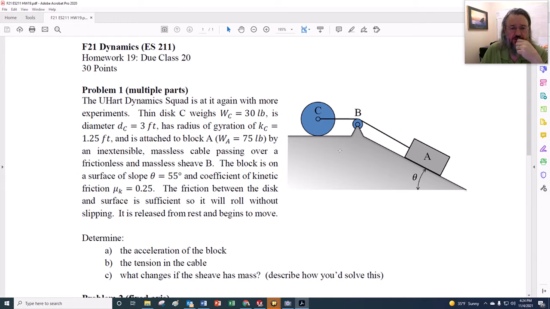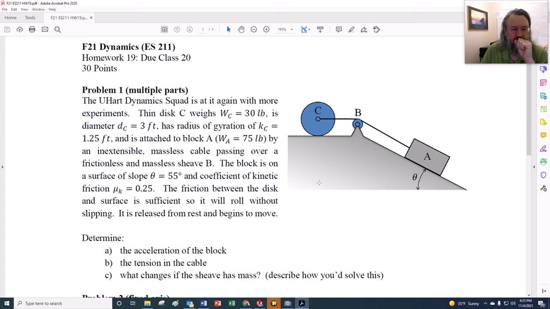And it's attached to this block that's 75 pounds. And this cable is inextensible, can't stretch, massless somehow, so we don't have to worry about the mass of the cable. That would make it a complicated problem. And it's passing over this frictionless, massless sheave, which is like a pulley, right? And the block is on the slope. It's at 55 degrees, so this is not to scale.